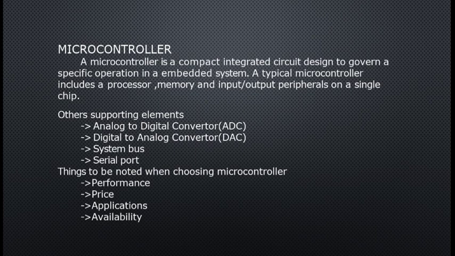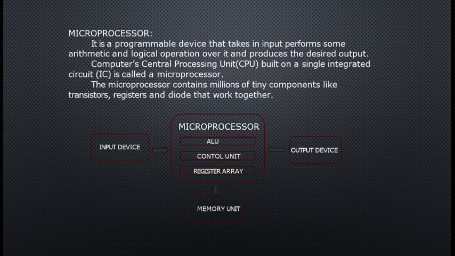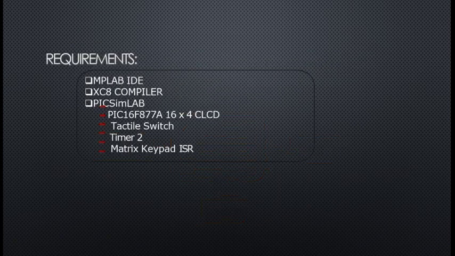Things to be noted when choosing a microcontroller. When we are going to choose a microcontroller, we need to see performance, price, application and availability. Microprocessor is also one of the important components in the microwave oven.